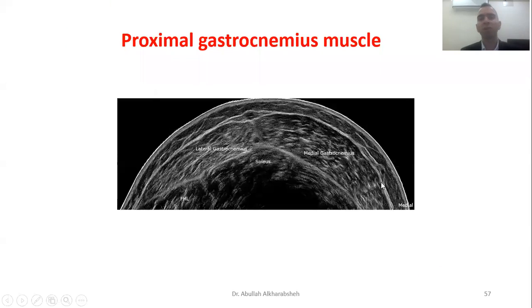This is the panoramic view for the proximal gastrocnemius muscle. This is the medial head of gastrocnemius and the lateral head of gastrocnemius muscle. This is soleus, and this is the medial side, and this is the lateral side. We do a panoramic view to see the whole structure.